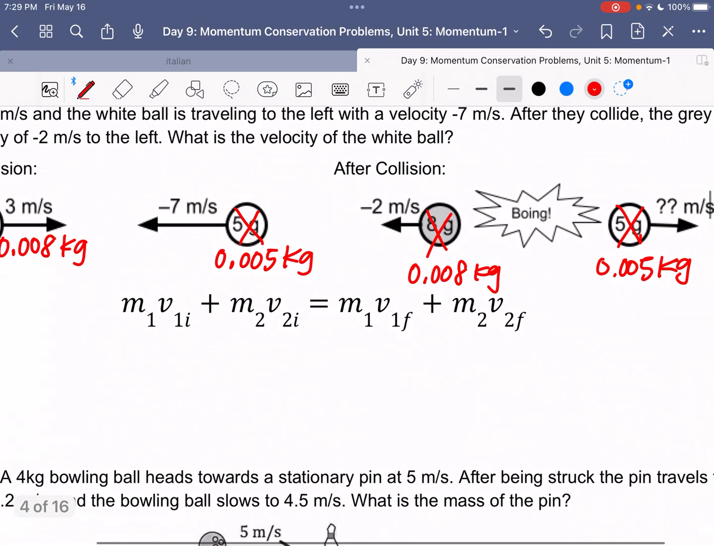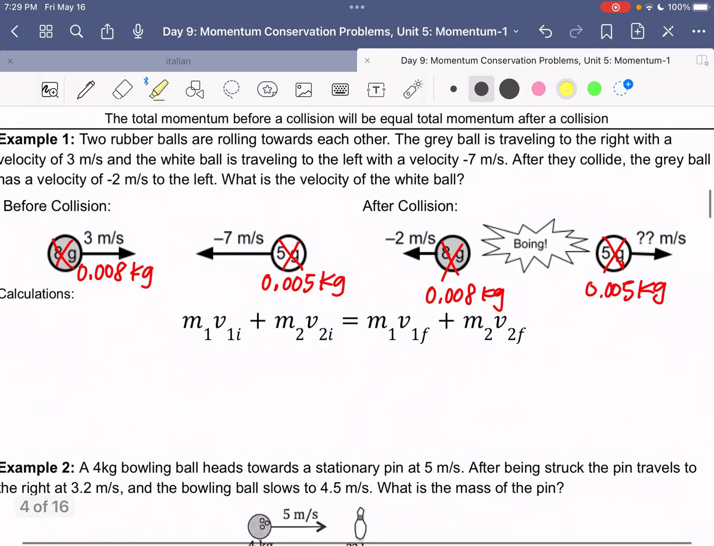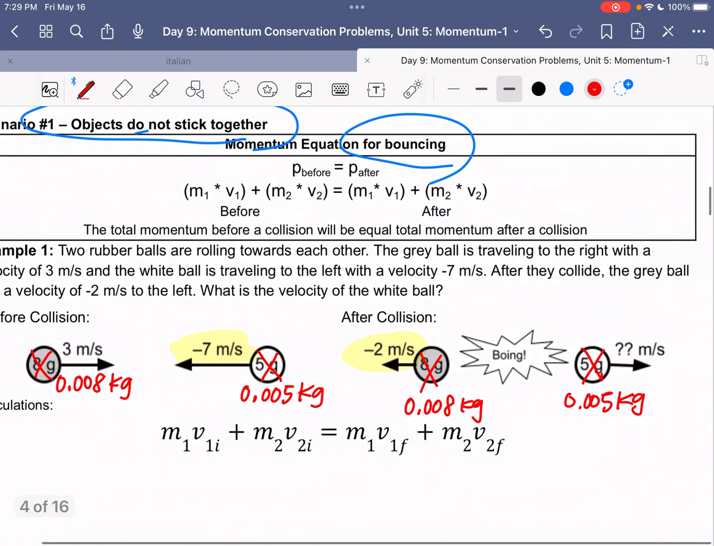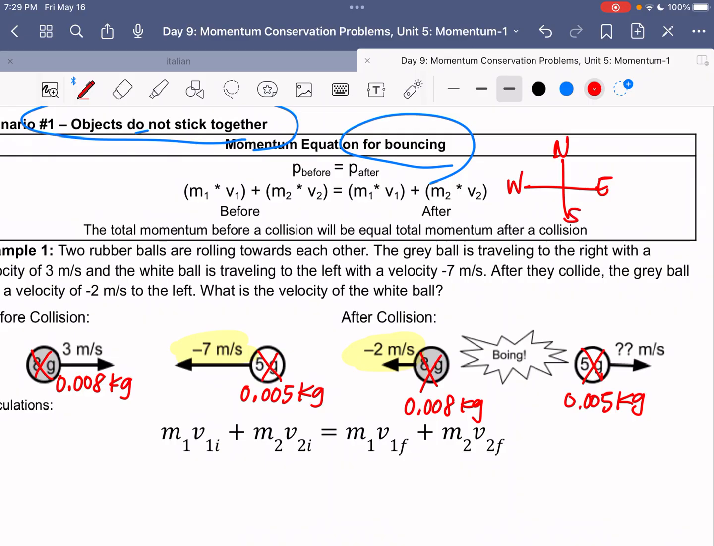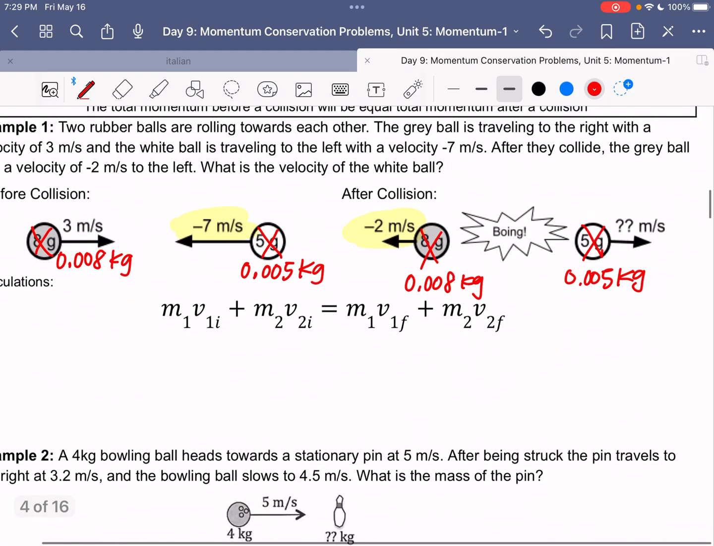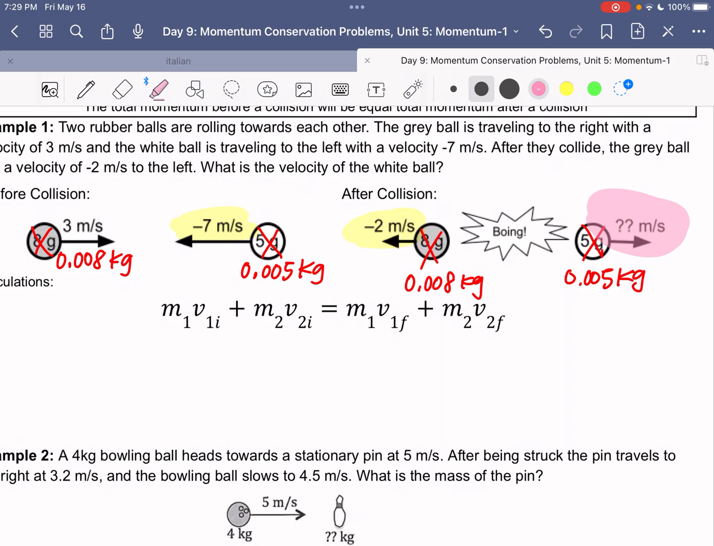Okay. So now we know that this is -7 and -2 because they're moving to the left. If we look at Never Eat Soggy Waffles, north is positive, east is positive, south and west are negative. So these are negative because that's the direction. That's what Mr. Sandoval says. So we are looking for this velocity.